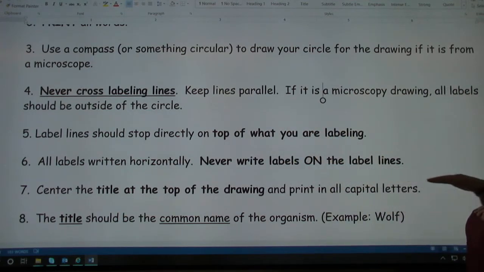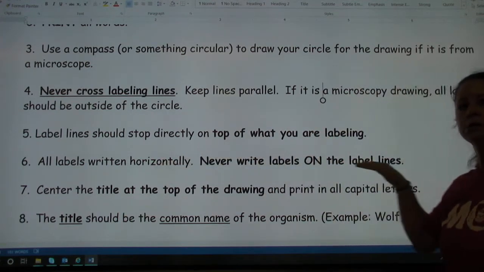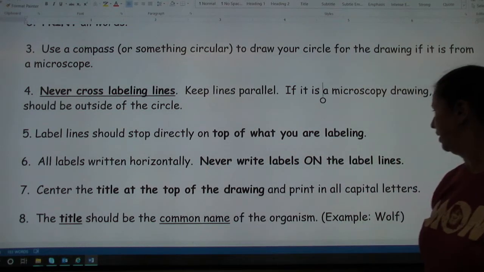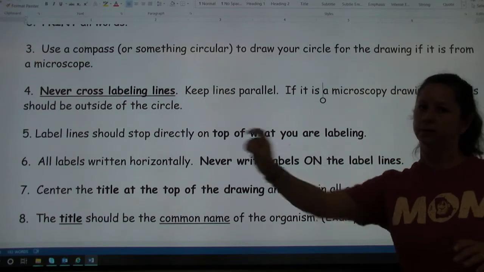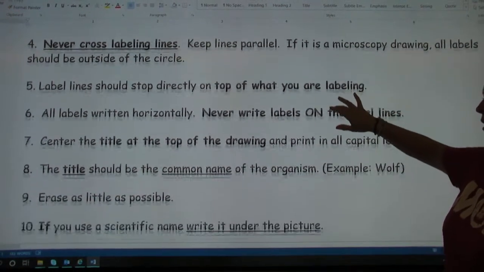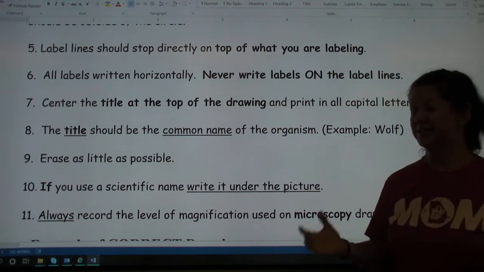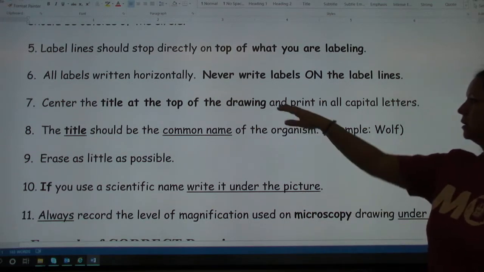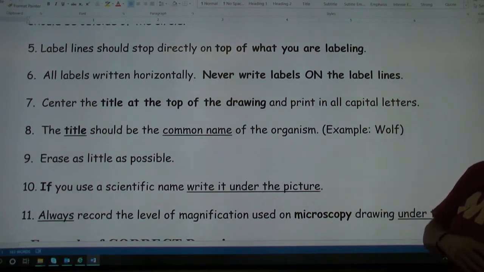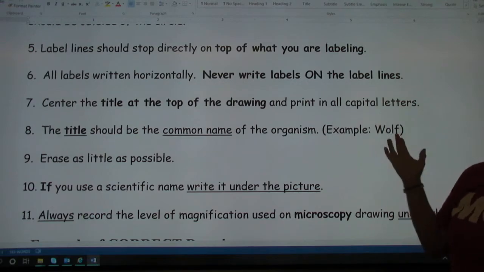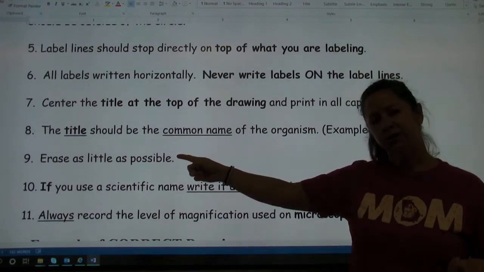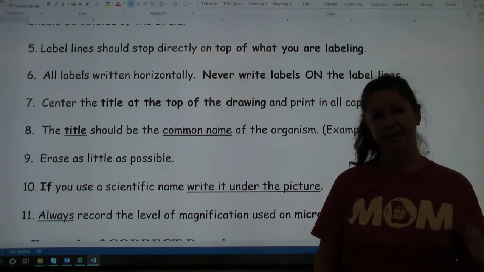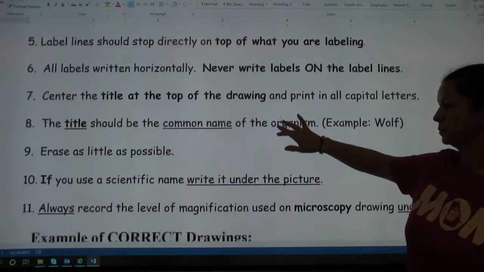Make sure you write them horizontally, just like you see these words up here, horizontally. Okay? Don't write on the label lines, in the line, and then write your word. Okay? You should give me a title, what it is that you are drawing at the top of it in all capital letters. Okay? Use a common name. Erase as little as possible. That's so that things don't get messy and it's still easy to see them.